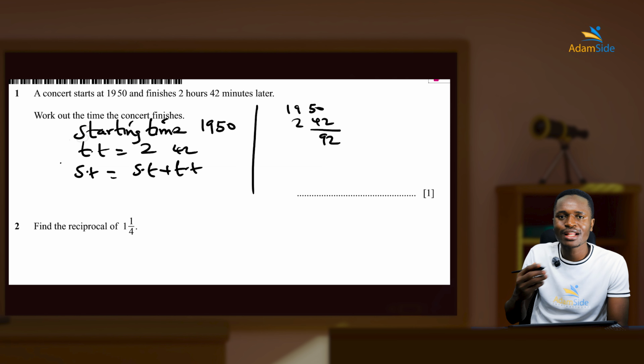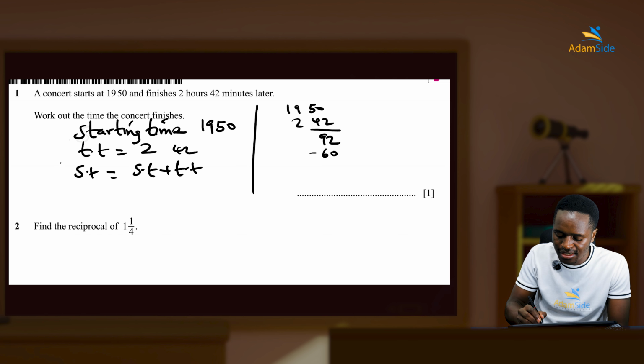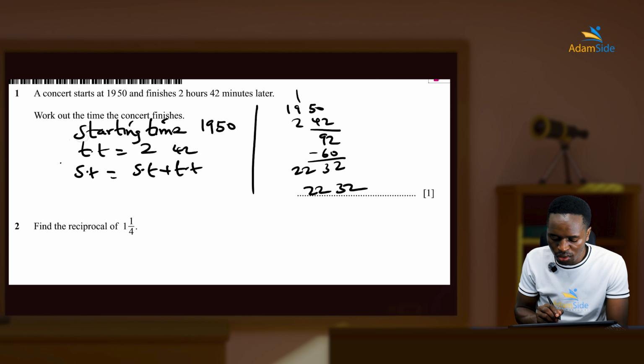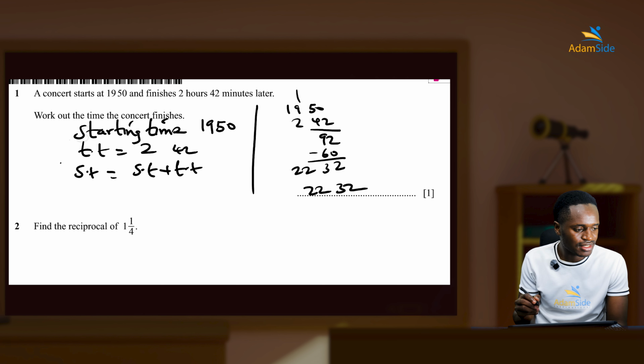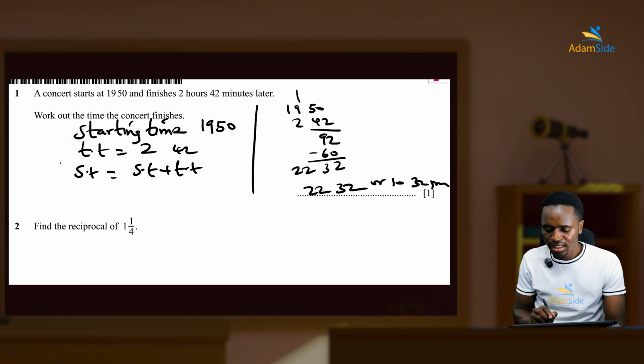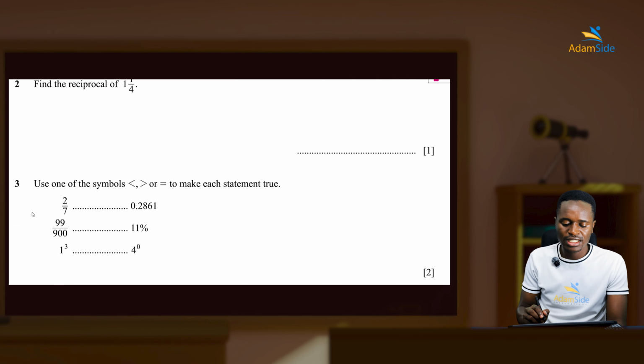60 minutes is the same as 1 hour. So you minus 60 to get 1 hour. So it means 1 hour and 32 minutes, and you take 1 hour to the other side. So you add 1 hour to the other side. What will you get? You get 22. So it will be 22 hours and 32 minutes. That will be the answer. Or you can as well say 10:32 p.m.